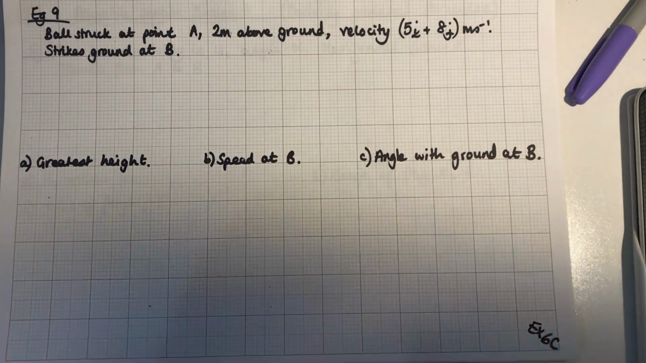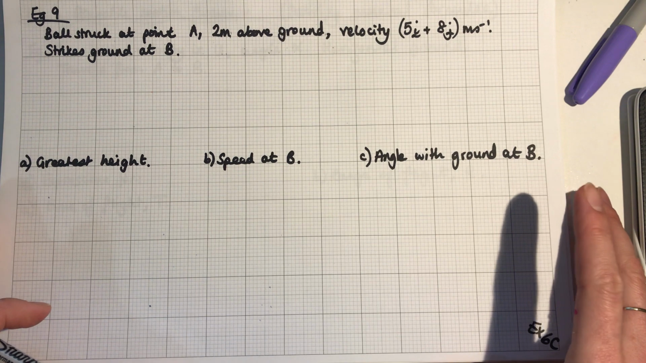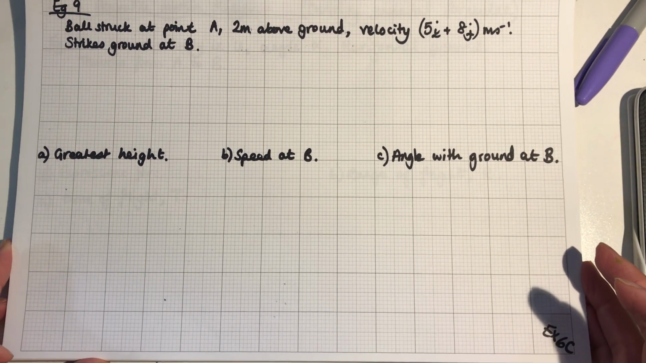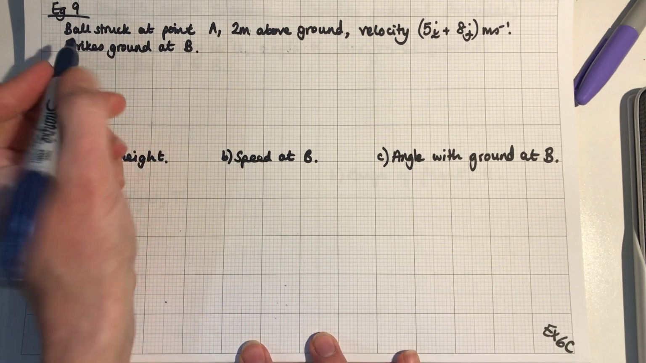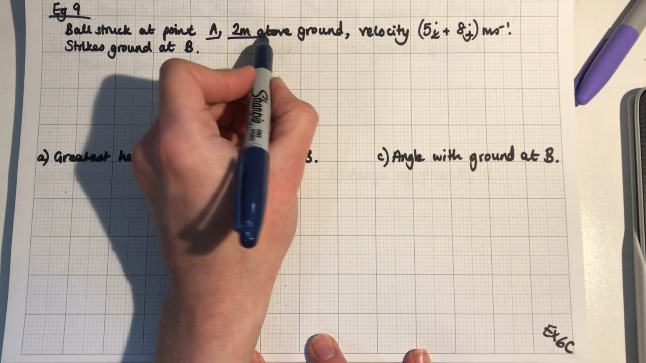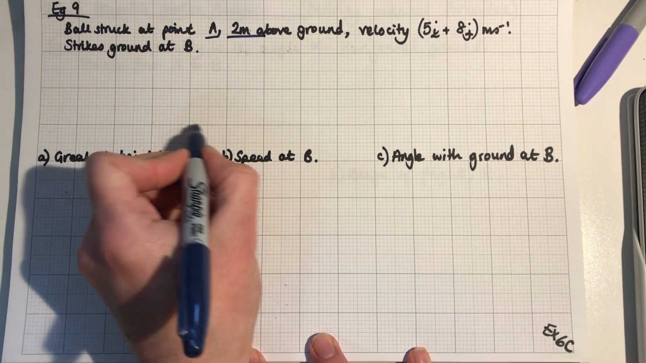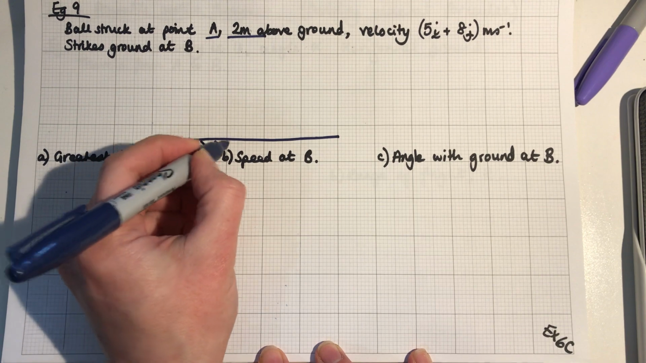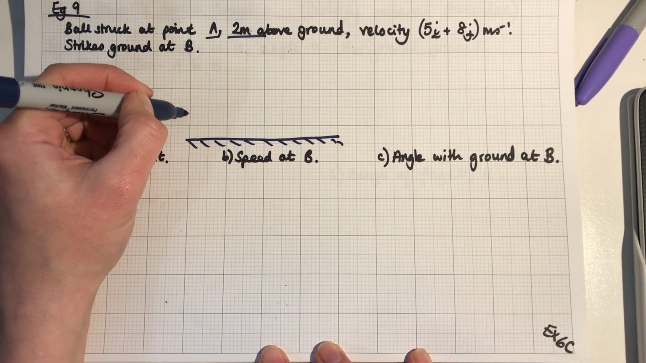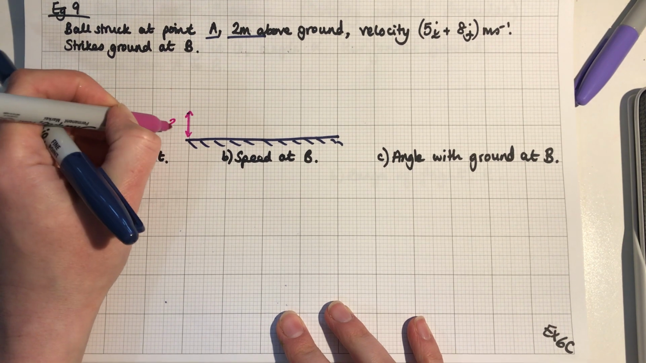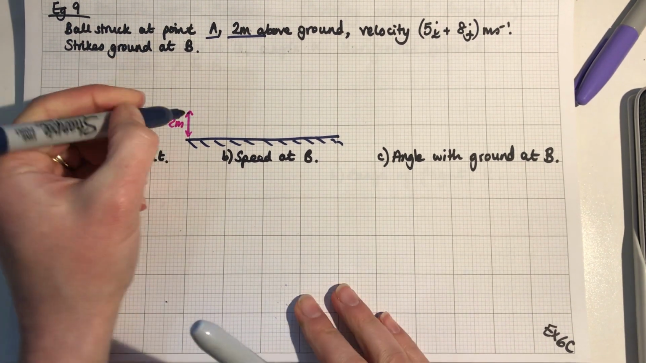Now finally, example 9. There's a lot of these, but I think it's really important for us to go through them carefully and make sure you understand these ideas. There's a ball struck at a point A, which is 2 metres above the ground. So we have, let's imagine this is the ground. And then let's get a different colour, that's a distance of 2 metres. So this is the point A.